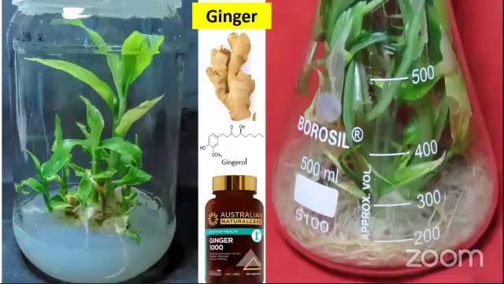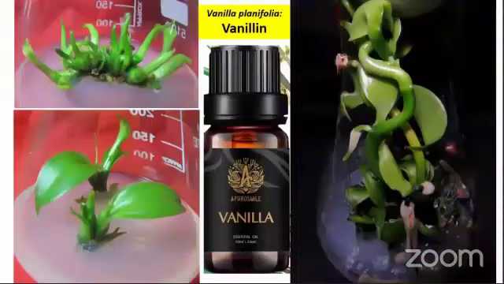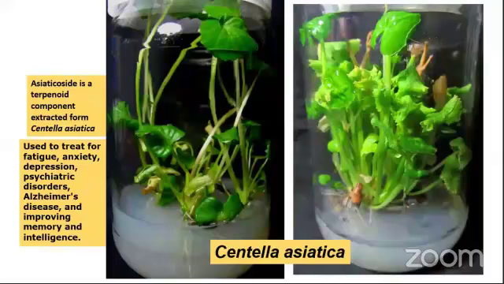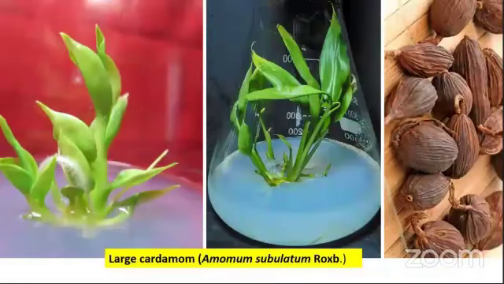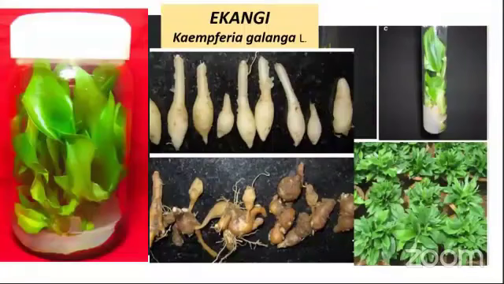We also propagate the different clones of ginger for ginger oil purpose. So after screening, we propagate the elite clone in in vitro condition. You see here, for vanillin purpose, vanilla is also propagated in my lab. Centella asiatica, and even the large cardamom, are also multiplied in lab condition in my lab. And another, Kaempferia galanga, the kancur, is also growing in huge amounts.